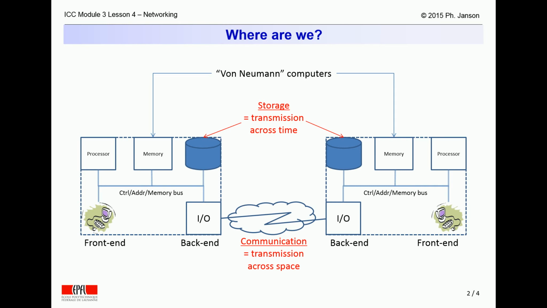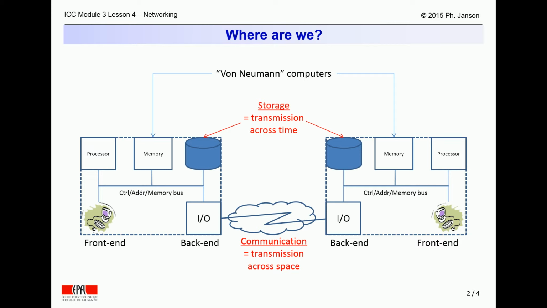This slide shows two von Neumann computers, each of which includes one or more processors, as discussed in the computer architecture lesson, some memory, as discussed in the memory hierarchy lesson, and storage devices, as discussed in the previous lesson, to allow the communication of information across time.